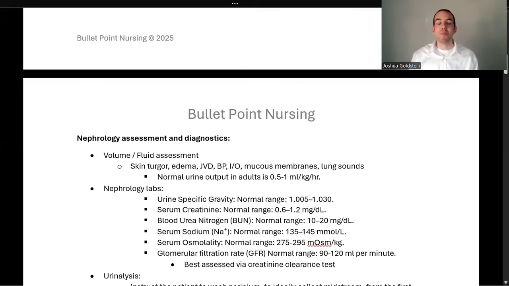And lung sounds are very much tested on in nursing school, though not as practical to use to assess for fluid overload. But yes, if you do hear crackles in the lungs, that could be a sign of fluid overload.